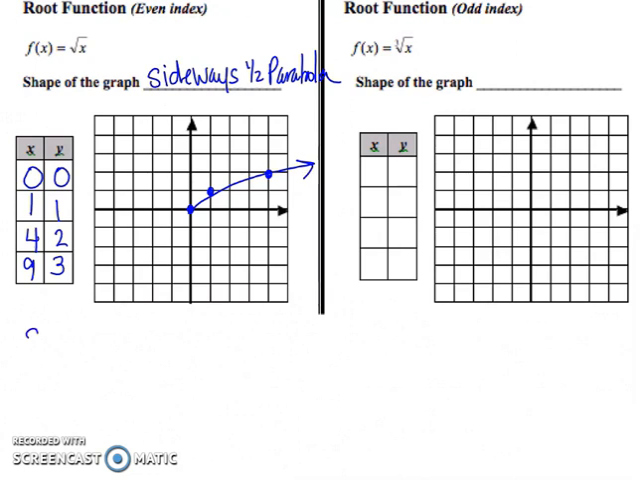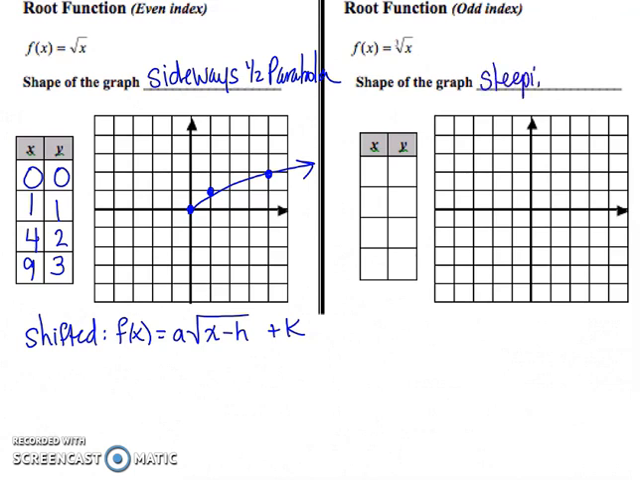And again, my shifted version, once we get to our transformations, is going to be f of x equals a times the square root of x minus h, and h is under the radical, and then plus k, where k is after the radical. We can also have root functions with an odd index, and I call these the sleeping snakes.